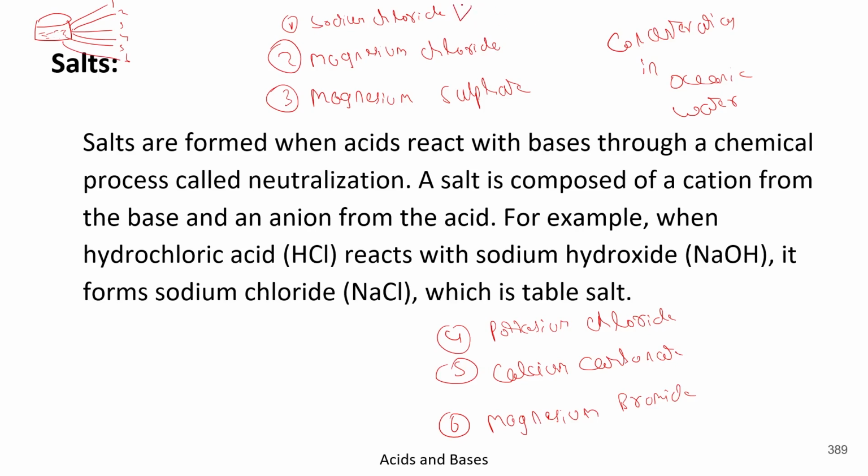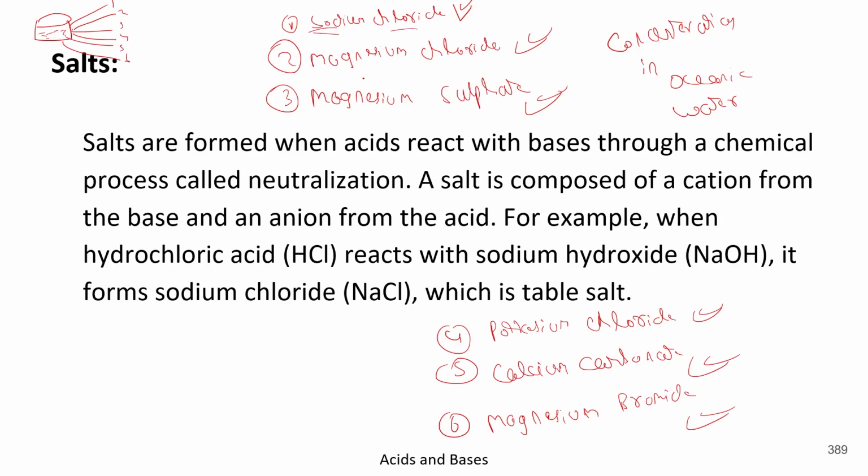These salts are sodium chloride, magnesium chloride, magnesium sulfate, potassium chloride, calcium carbonate, and magnesium bromide. These salts are basically ordered by their concentration in oceanic water. The highest concentration is sodium chloride, which we also use in the household.